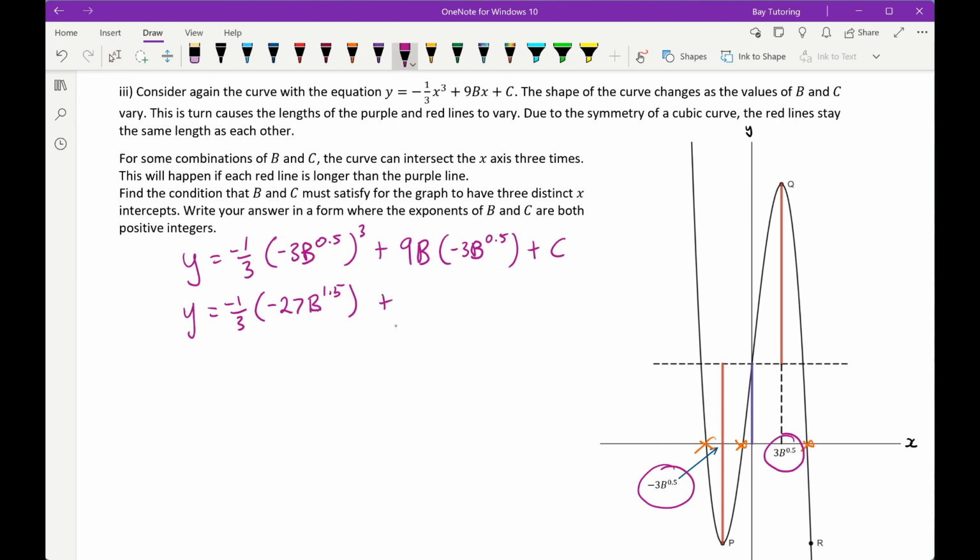And then we've got 9b times by negative 3b to the power of 0.5. So 9 times negative 3 is negative 27, and b times b to the power of 0.5 is b to the power of 1.5, plus c. We'll now times the negative 1/3 by negative 27b to the power of 1.5. So that will be positive 9 at the front, so 9b to the power of 1.5, and then take away 27b to the power of 1.5.